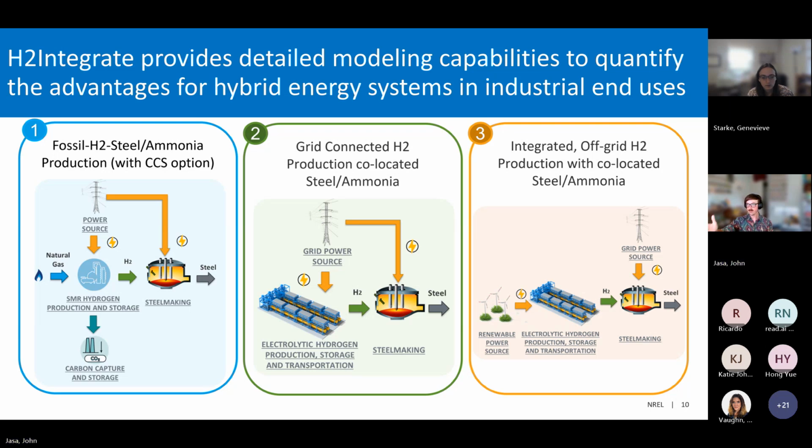In the second option outlined in green here, we have a grid-connected source producing the H2, the hydrogen, and it's not necessarily using the natural gas or SMR process. Instead, it is using electrolyzers to produce hydrogen. And then on the third side, where, personally, I'd like to get to, is the idea of using hybrid energy systems that are using renewable energy assets to produce electrolytic hydrogen, which is then passed into the steelmaking.